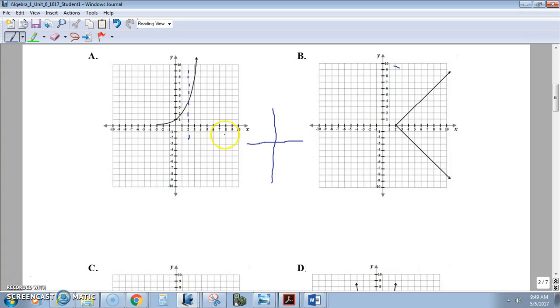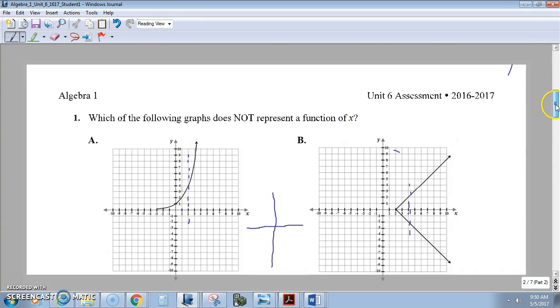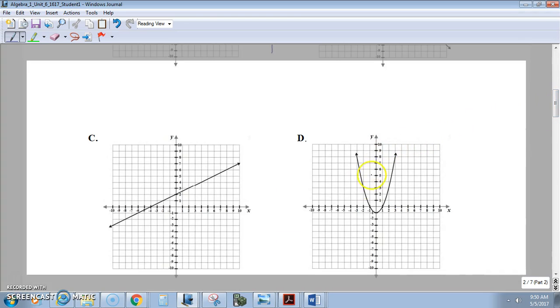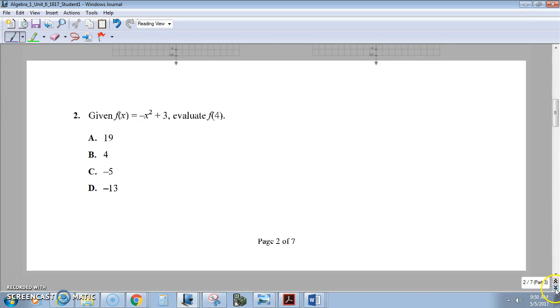Those are the functions. And if the vertical line hits more than once, those are not functions, because that means in our vending machine, at one time, we're getting 2 things out, right? And obviously the answer is B. I'm sure most of you got this one correct. You might have been confused a little bit if you were looking at D, because if you draw a horizontal line, it hits twice, but if you draw a vertical line, it only hits once. So D is a function, C is a function, A is a function, B is the one that's not a function. Okay?